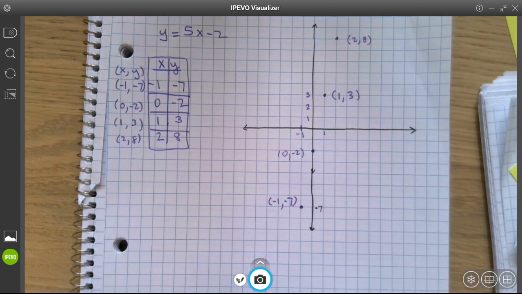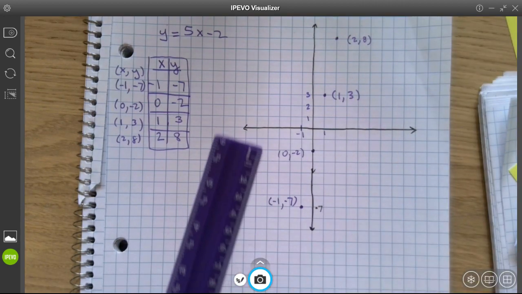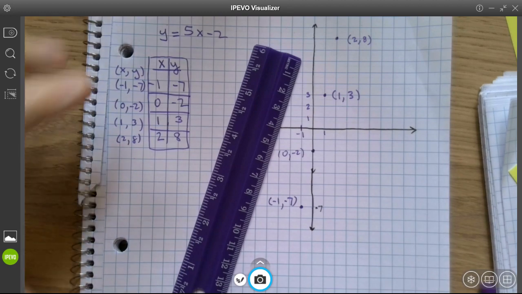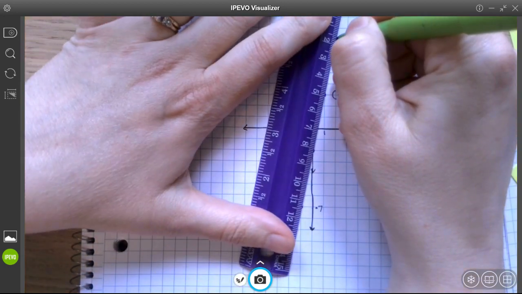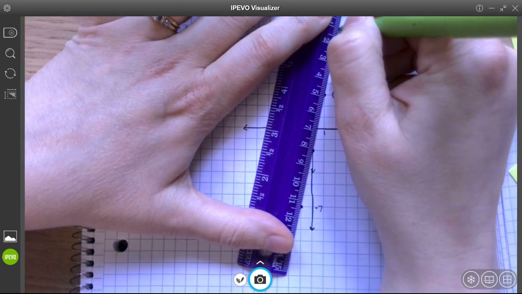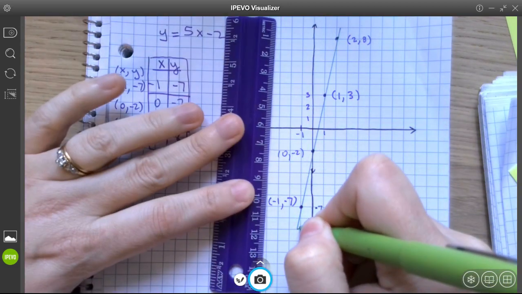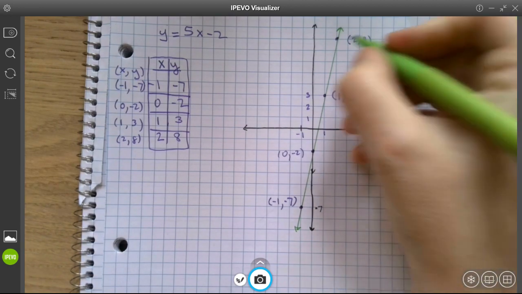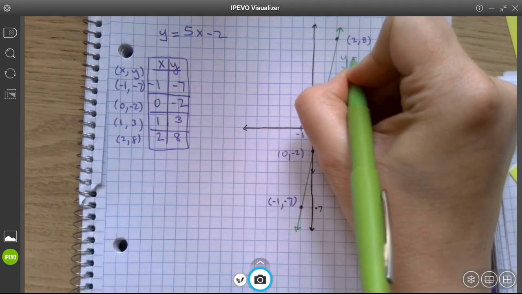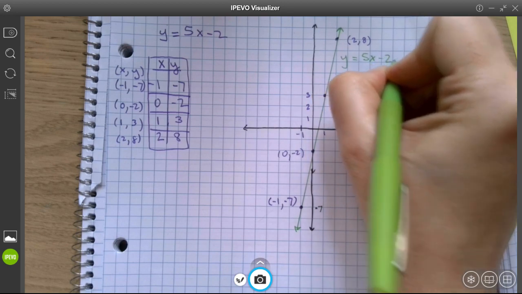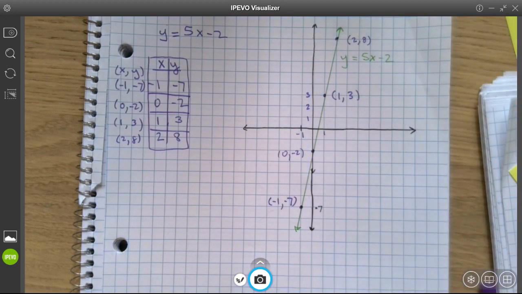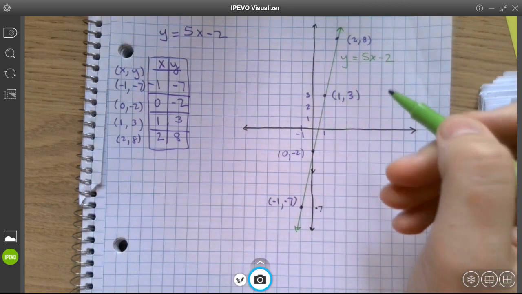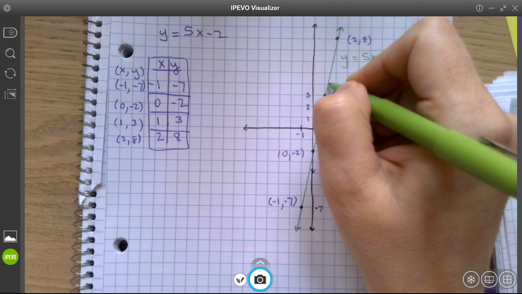And if you know your equation is linear, which we do because we're learning about linear equations, and I'm telling you it's linear, then all of your points should line up on a straight line. That's how you know you've done it correctly. And this here's a graph of the line y equals 5x minus 2, or a graph of the relationship y equals 5x minus 2.